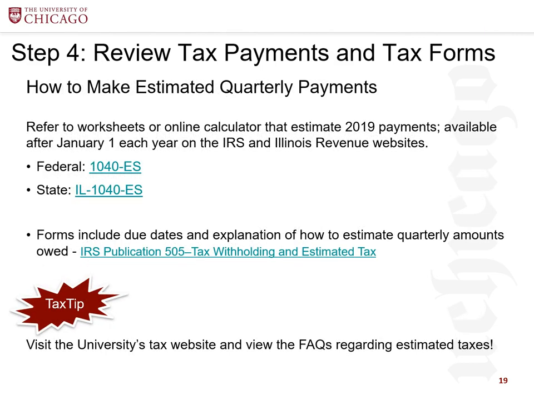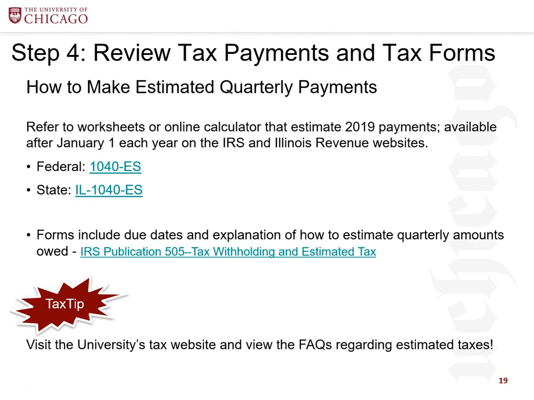How to make estimated quarterly payments. We have links to the worksheets here. Essentially, you would fill out a 1040 ES for the federal government and an IL 1040 ES for the state government. There are one-page worksheets that involve very simple arithmetic, so they should be relatively straightforward to fill out.